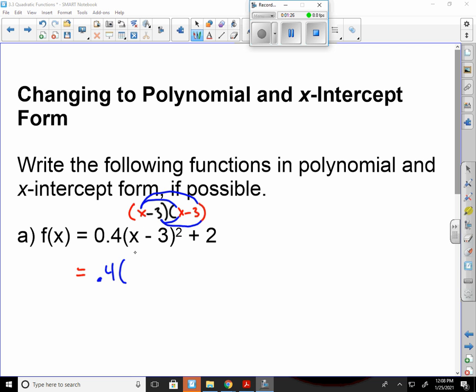So all I really need to do is square the first term. That becomes x squared. Multiply negative 3 times x. That gives me negative 3x. Times 2 will give me negative 6x. And then square the last term. Negative 3 squared is plus 9. And then I have a plus 2 on the end.